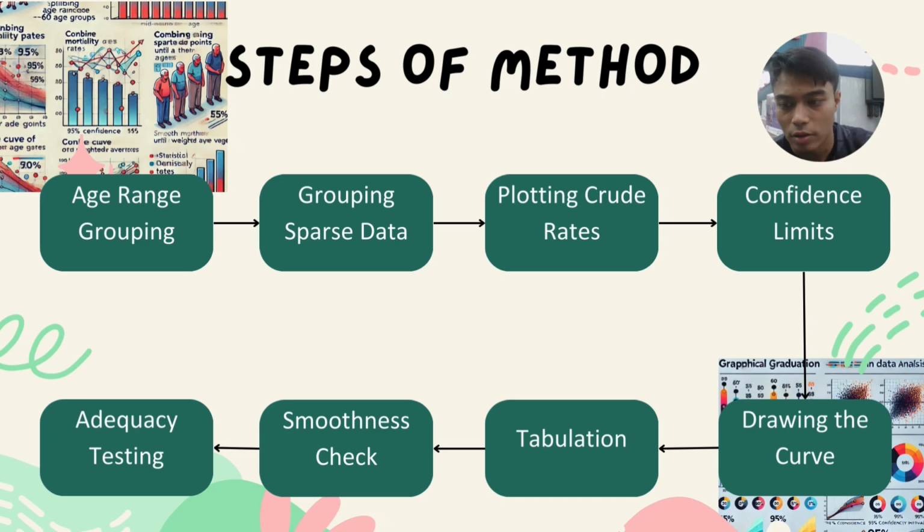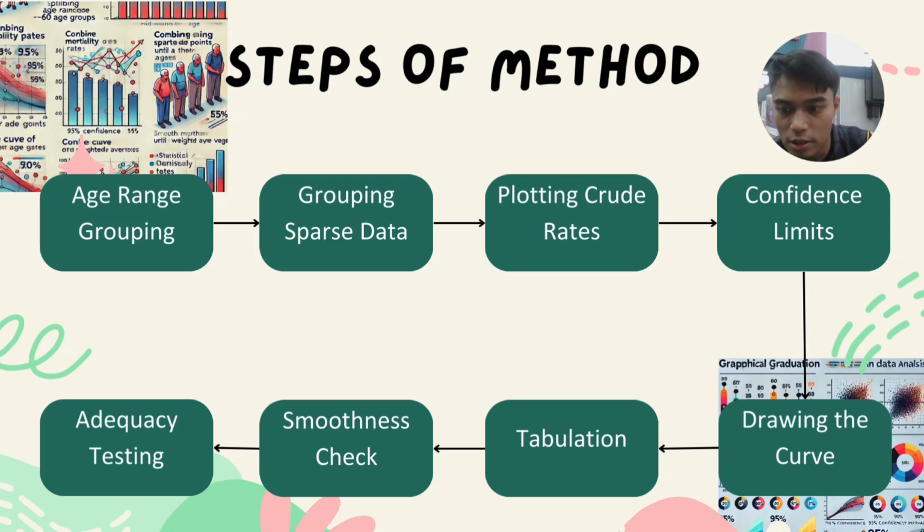After that the curve will be drawn, in which a smooth curve is drawn through the 95% confidence intervals. Then comes tabulation, in which the values will be extracted from the graph, and this part is challenging for high accuracy. The next step is the smoothness check, in which the curve is analyzed for smooth progression, and hand polishing will be used if needed.